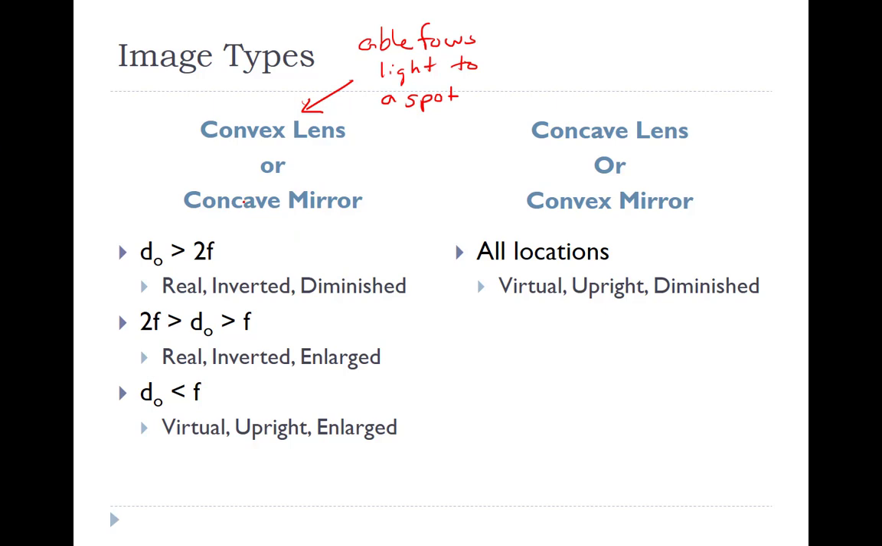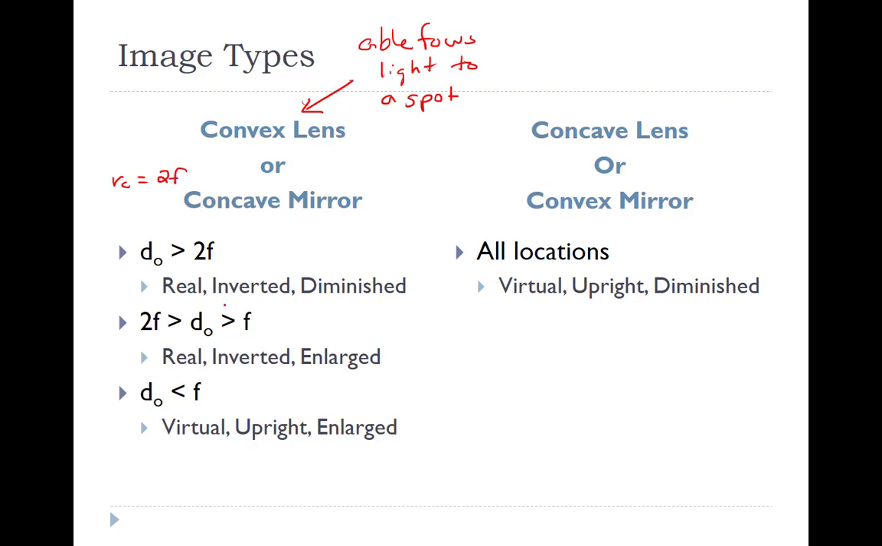Both of them, the convex lens and the concave mirror, can produce three types of images, again depending on where the object is relative to f and 2f. But remember, for a mirror, this wasn't written in terms of 2f. It was written in terms of RC. But remember, RC is by definition at 2f. So it's really the same boundary point.